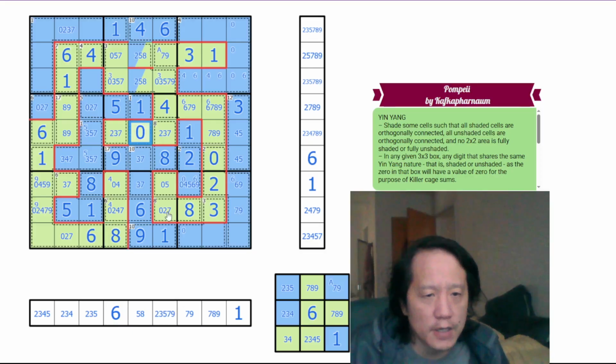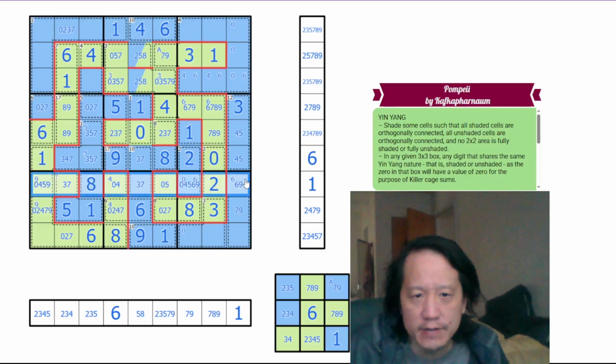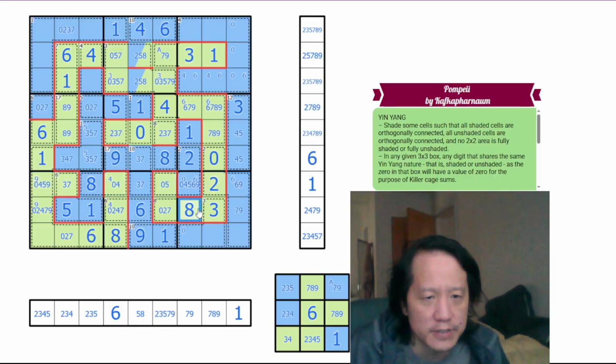Yeah, I think I had a bad deletion here somewhere. I'm not sure how, but I did. Zero has to be one of these two. Zero is one of these four.